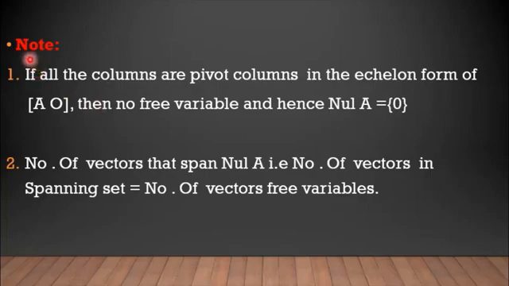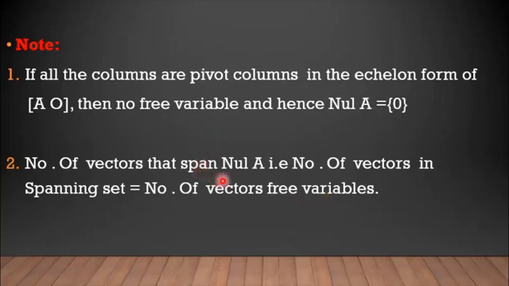So finding null A, describing null A, or finding a spanning set of null A, all are the same. We can note down these points which have been repeated many times. The first one is, if all the columns are pivot columns in the echelon form of this augmented matrix A, then there is no free variable and hence null A will have only the 0 element. Then point number 2. The number of vectors that span null A, that is the number of vectors in the spanning set, is equal to the number of free variables.